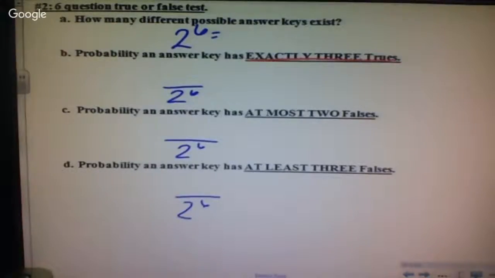Exactly 3 truths. So again, total amount of options, so 6C, and how many do I want? 3. I'm done.